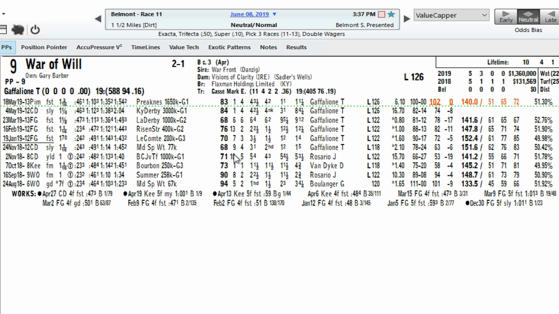War of Will is sticking in my craw. And again, I didn't care for it, certainly not at 6-1 in the Preakness. Who knows what it would have done in the Derby before that trouble. But this has been a thorn in my side.